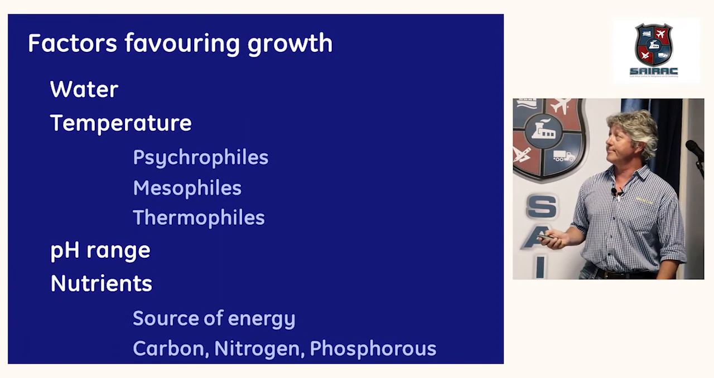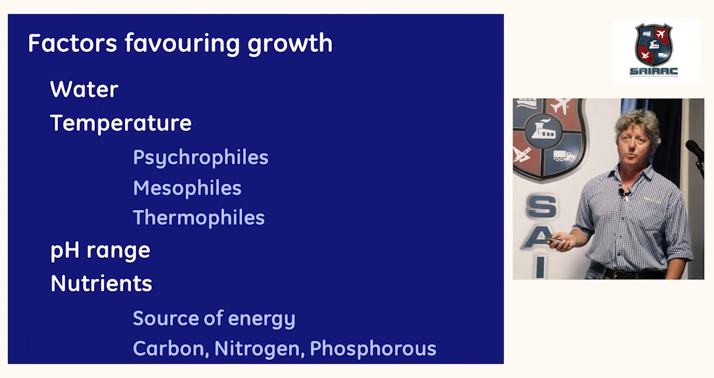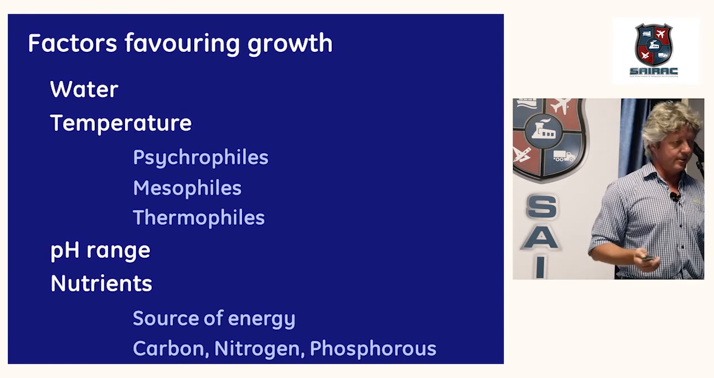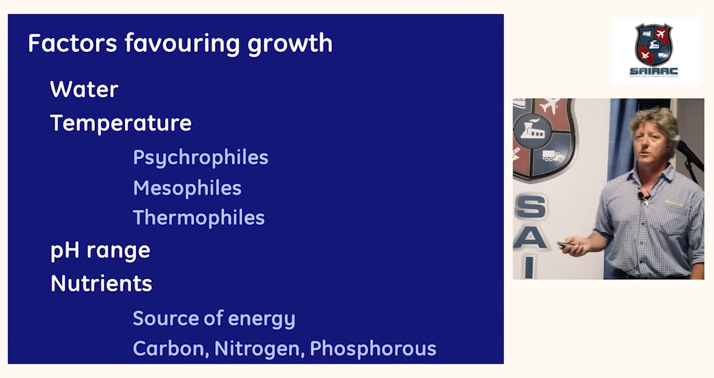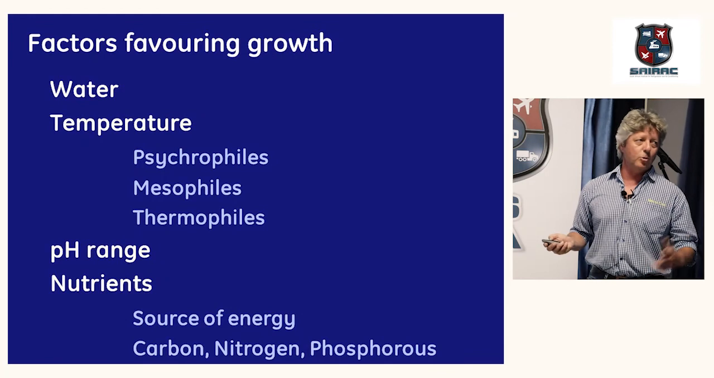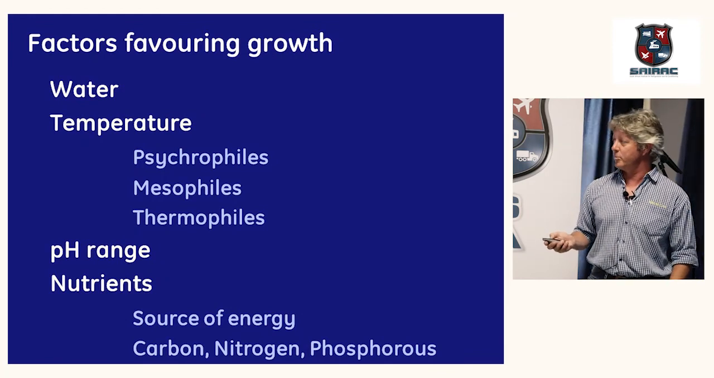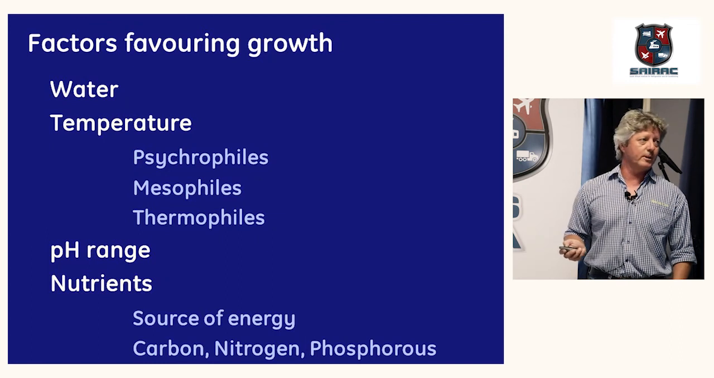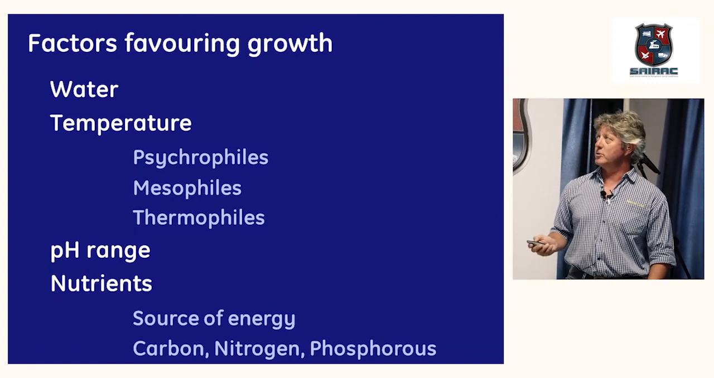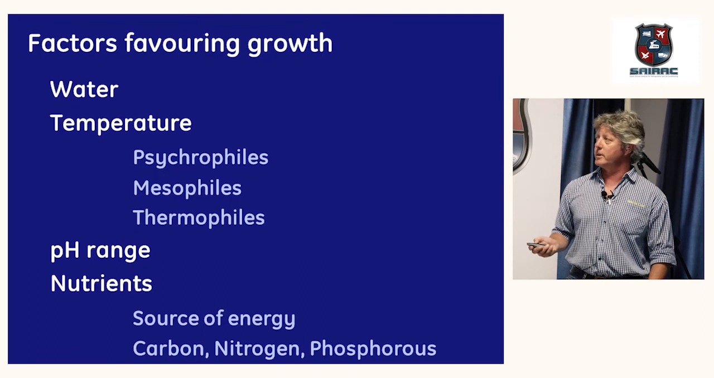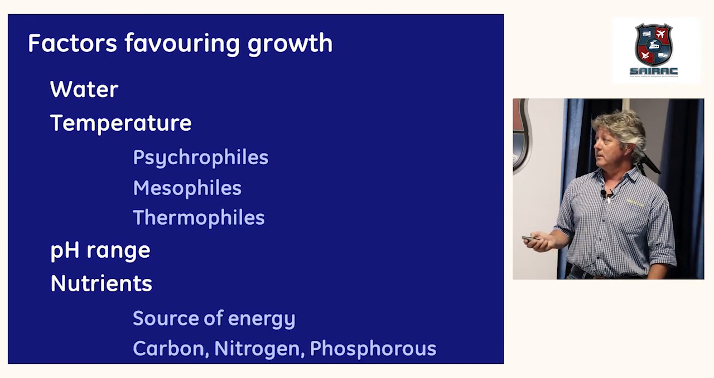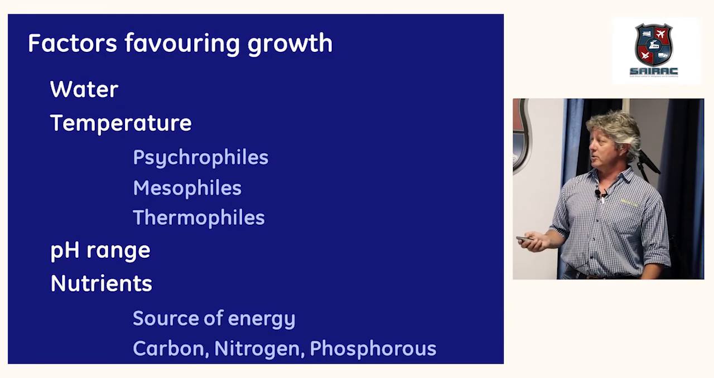Factors favoring growth: the water itself, the temperature of the water. At the different temperature levels, you get different types of bacteria. You get psychrophiles; those are bacteria that can grow very well at low temperatures. Mesophiles, which are the normal temperatures, 25 to 38 approximately, and your thermophiles, which are bacteria that can reproduce at relatively high temperatures. pH range also plays a big role in the growth of these bacteria, and then obviously the nutrients that are involved in the water. Sources of energy are carbon and nitrogen.